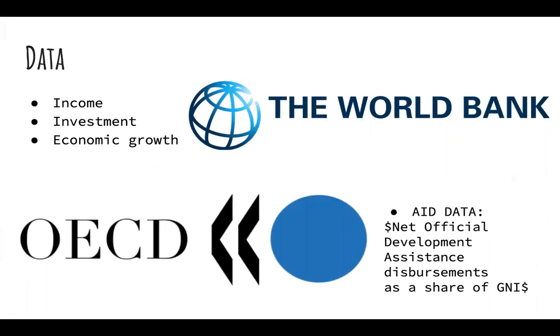So the data is taken from two main sources. Income, investment, economic growth, and other country characteristics are from the World Bank's World Development Indicators. Aid data is obtained from the OECD's Development Assistance Committee. And like in the previous literature, aid is measured by total net official development assistance payments as a share of GNI in current US dollars.